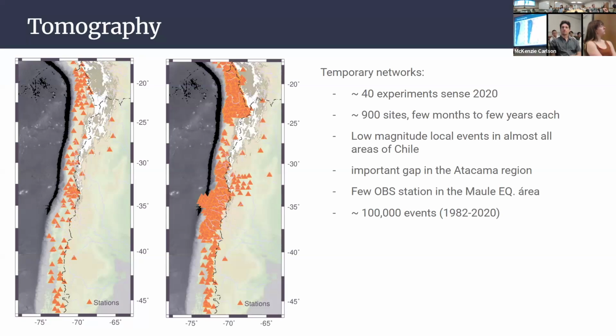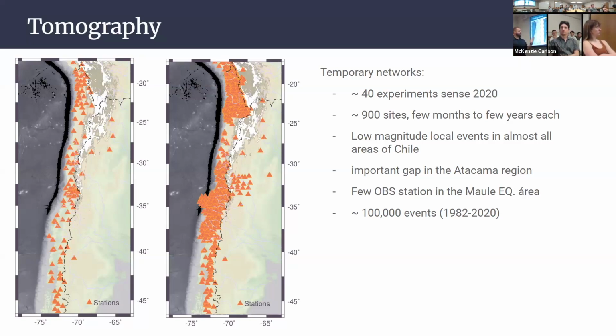If we look at temporary networks and temporary studies, maybe some of you have done that at some point, or will do that at some point. I gathered about 40 different temporary experiments in Chile. The very interesting thing is it represents 900 station sites, so that's a total of 1,000 measure points in the entire Chile. Temporary experiments usually run for a few months to a few years. There is so much seismicity, you can detect in northern Chile up to 400 earthquakes per day. If you look at microseismicity and everything, installing a station for 1 month, you have plenty of earthquakes to process.